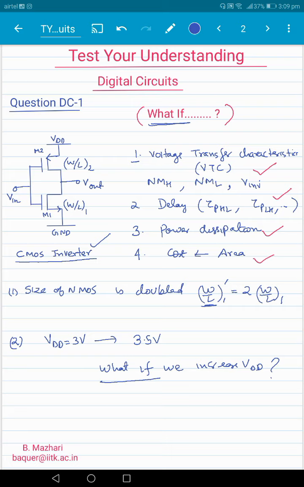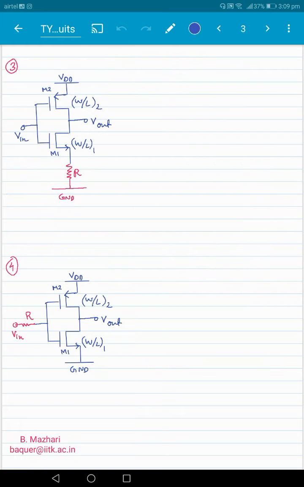For example, besides the what if the size of NMOS is doubled, there could be a question like this here. So for example, if we take a CMOS inverter, what if a resistance R is added to the source of NMOS? Again, what will be its impact on voltage transfer characteristics, delay, power, and all of that here? So see if you can answer this particular question.